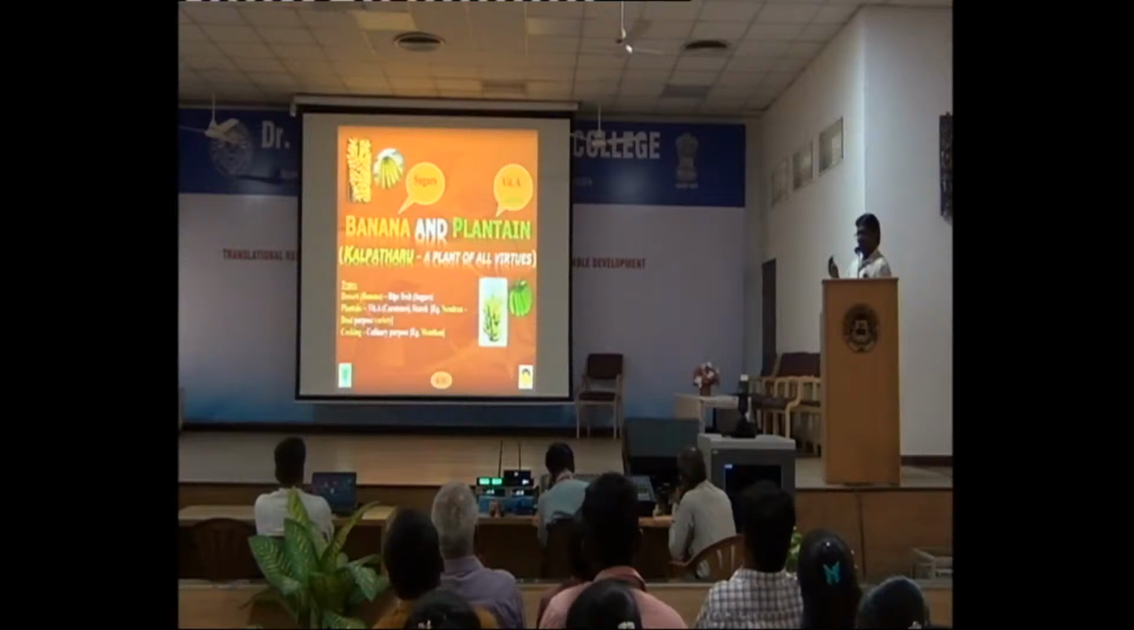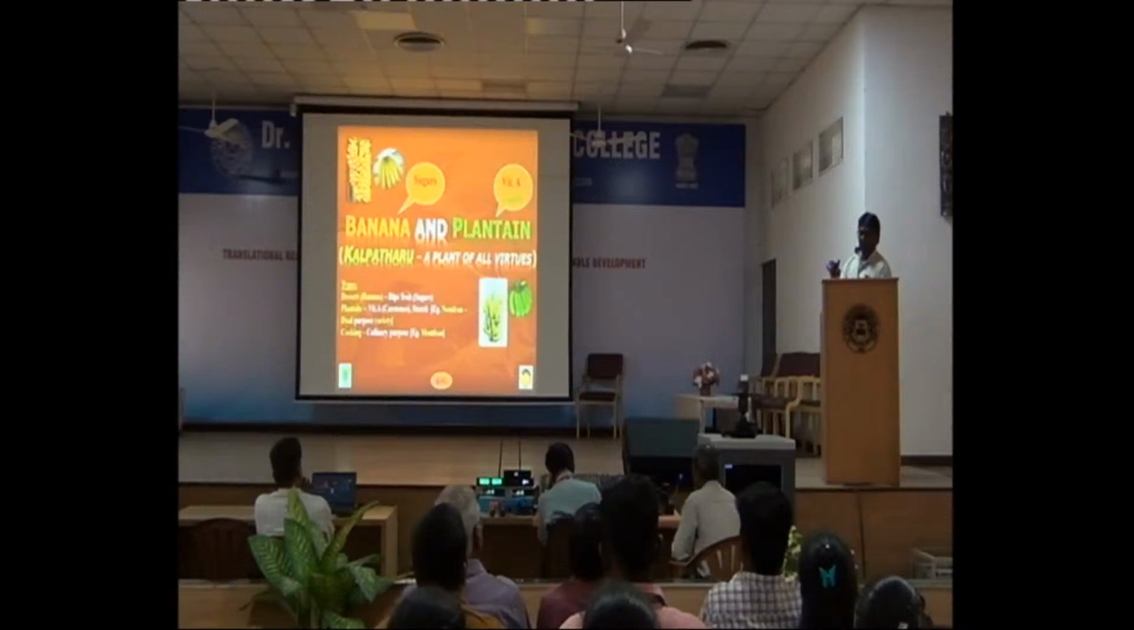Generally people know only banana. Actually, there are three types of bananas. One is banana, the ripe fruit rich in sugars. Next is plantain. Plantains are rich in starch as well as vitamin A, like Nendran. The third category is culinary or vegetable purpose, like Monthan. We can make some curries and all. So there are three types of classification in banana.